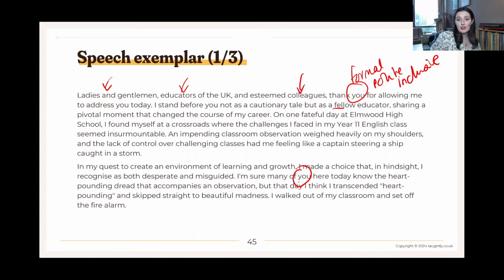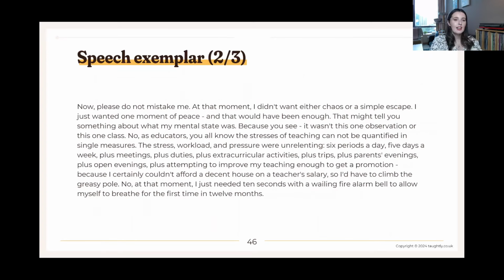Like, you guys know how stressful it is, so give me some empathy, essentially. Now, please do not mistake me. At that moment, I didn't want either chaos or a simple escape. I just wanted one moment of peace, and that would have been enough. That might tell you something about what my mental state was.